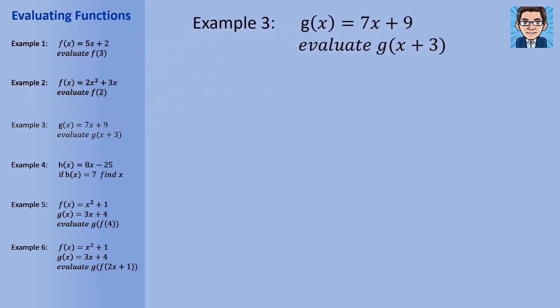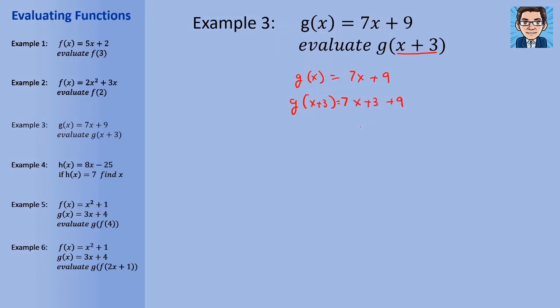So in example 3, we're not putting just a number in, we're putting an expression in. So we're being asked to put x plus 3 into there. So if we've got g of x equals 7x plus 9, and we're putting x plus 3 in, then g of x plus 3 is going to be 7 times x plus 3 plus 9.